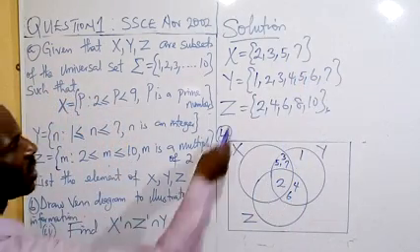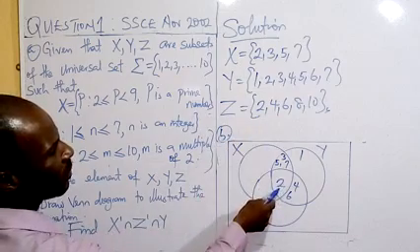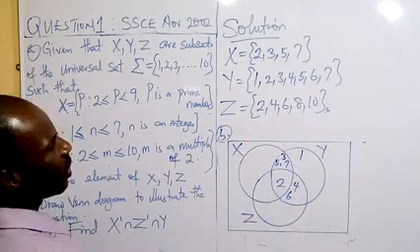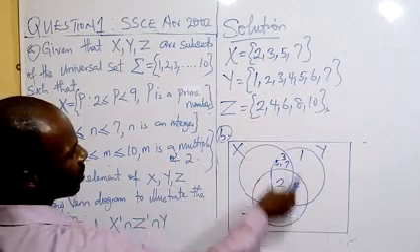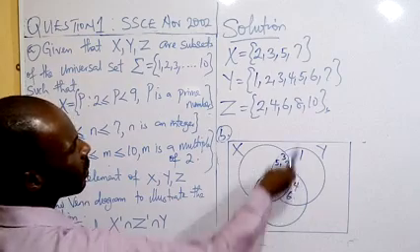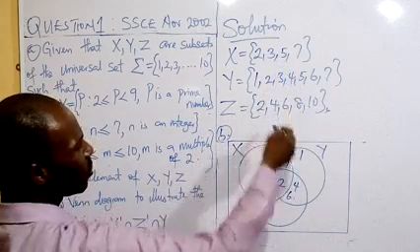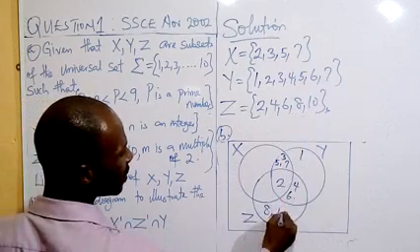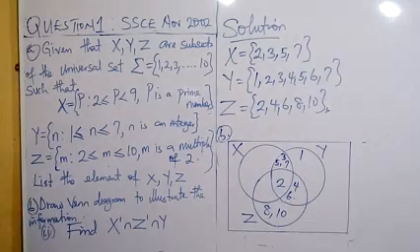Now let's come to Z. 2, we have already. What about 4? 4 is established. What about 6? Already established. What about 8? No one else has 8. So only Z has 8. And 10. All right.